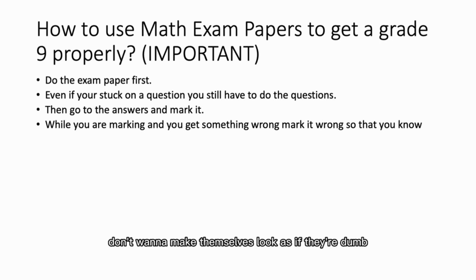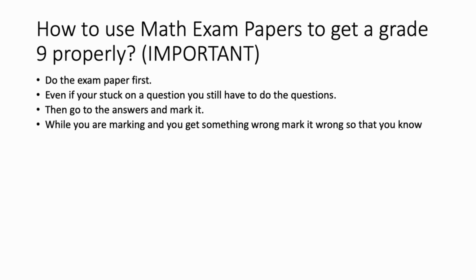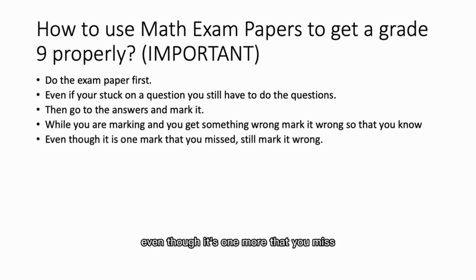The students don't want to make themselves look as if they're dumb, or they feel bad about themselves, so they don't put that they got something wrong. That's something that I see a lot of the time. But if you get something wrong, mark it as wrong. That is important. Even though it's 1 mark that you miss, you still mark it wrong. Some students state that it's only 1 mark that I missed, so I didn't really take action. But what I tell you from the start is, 1 mark is the difference between a grade 9 and a grade 8.